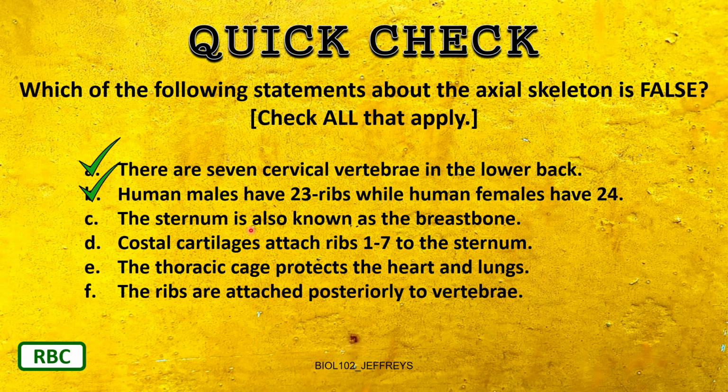The sternum is also known as the breastbone. That's true. Costal cartilages attach ribs 1 through 7 to the sternum. Remember, ribs 1 through 7 are true ribs, so they are attached by cartilage directly to the sternum. So that's true. The thoracic cage, rib cage, protects the heart and the lungs. That is true. And the ribs are attached posteriorly, dorsally in the back, to vertebrae, and that is definitely true.